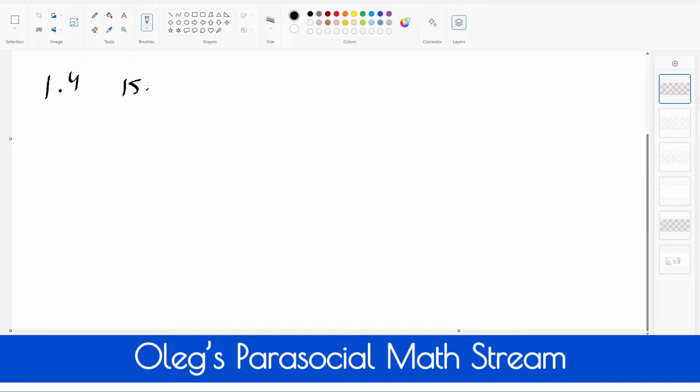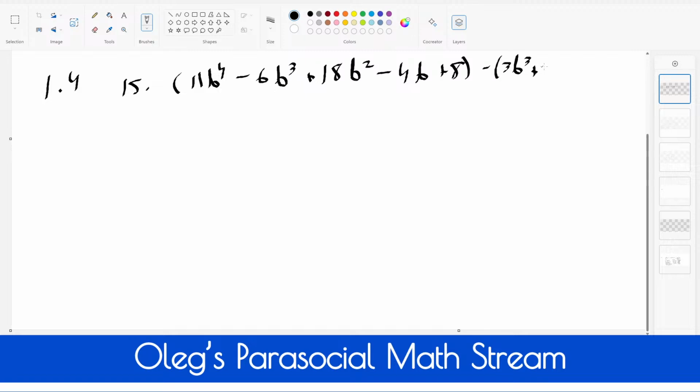All right, 15. 11b to the fourth minus 6b cubed plus 18b squared minus 4b plus 8, minus 3b to the third power plus 6b squared plus 3b. That's long. So, what we're going to do is we're just going to write it in order.